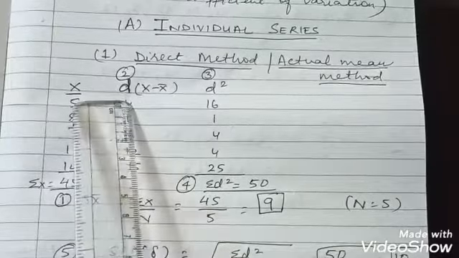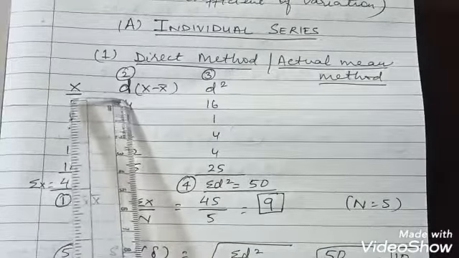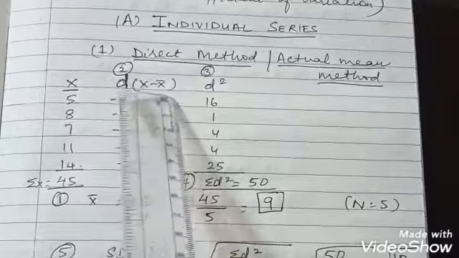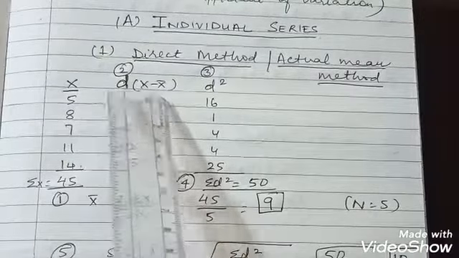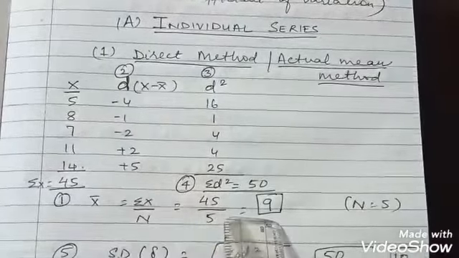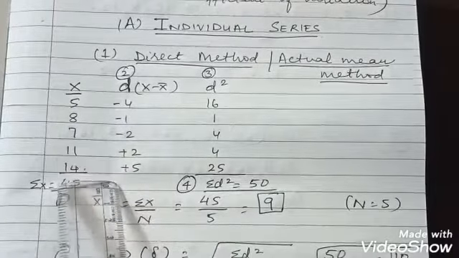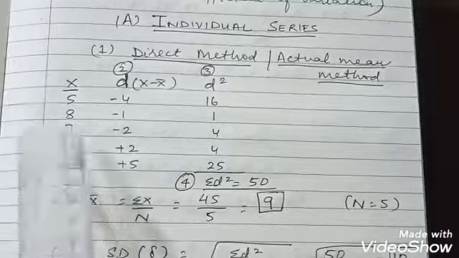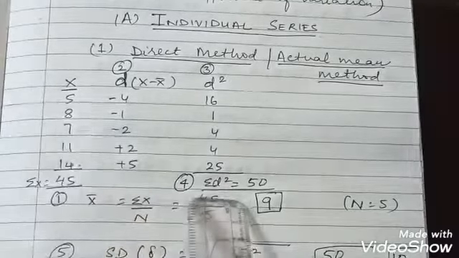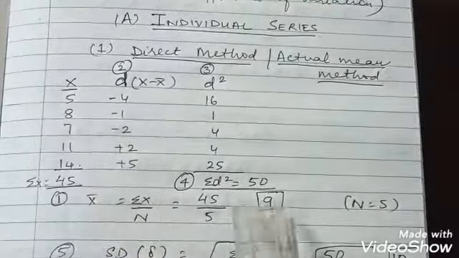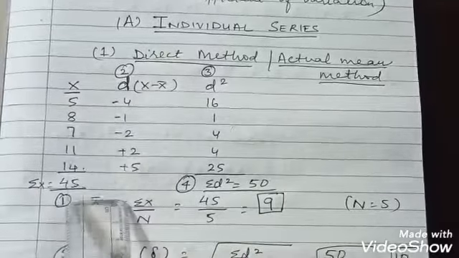The second step is find deviation. ये भी तुम्हें आता है, लेकिन पहले तुम करते थे x minus a. अब हम करेंगे x minus x bar. मतलब actual mean से हम deviation निकालेंगे, which is -4, -1, -2 and so on. ऐसे आ गया. It is 5 minus 9, minus 4, 8 minus 9, minus 1 and so on.